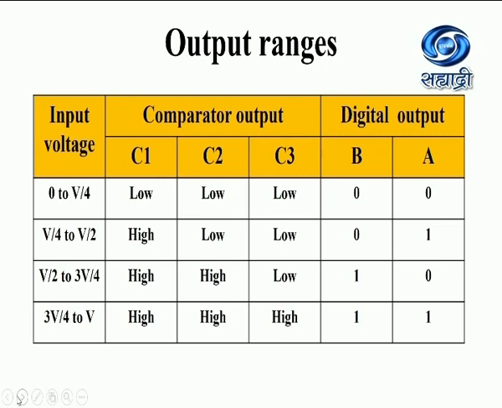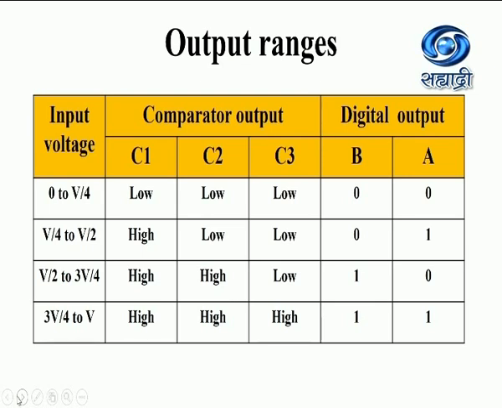These are the input voltages from 0 to V by 4. If you compare for the first input voltage, that is between 0 and V by 4, all of C1, C2, C3 are at low value, and the digital output we will get is 0, 0.